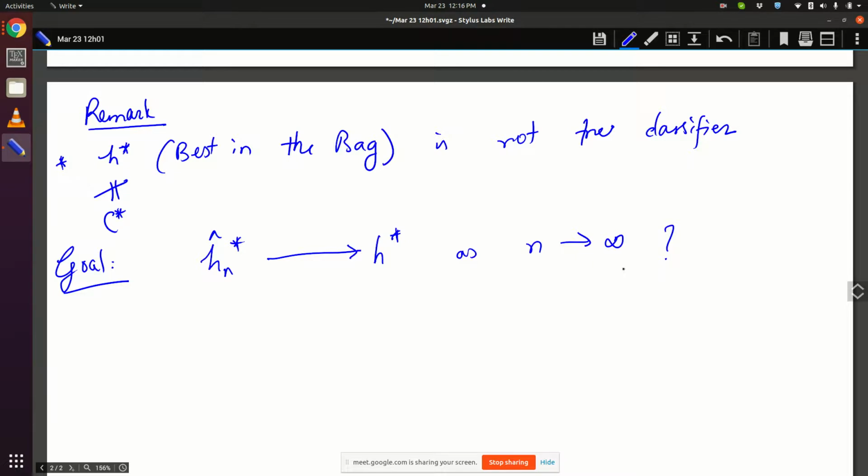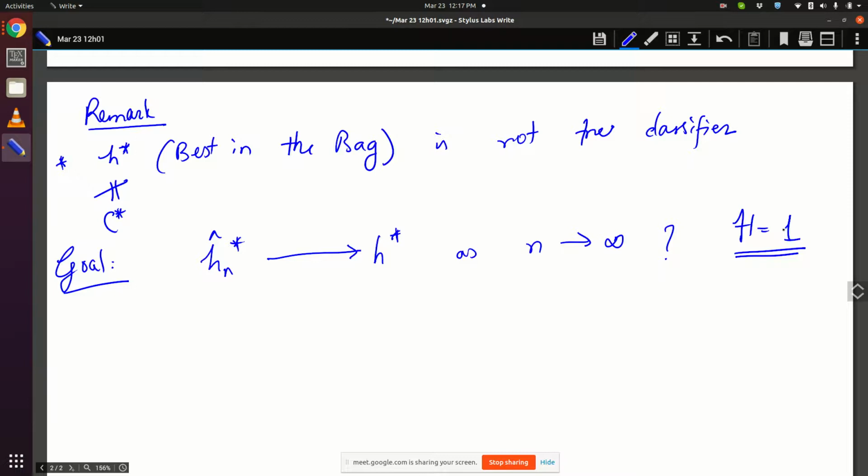Yes. Okay, so some trivial example: suppose I just choose H, which has just one element. So H is a hypothesis bag with just one element. Then it's trivial, because there is only one element. Whatever you return, Hn hat star is just going to be the same thing as H star.